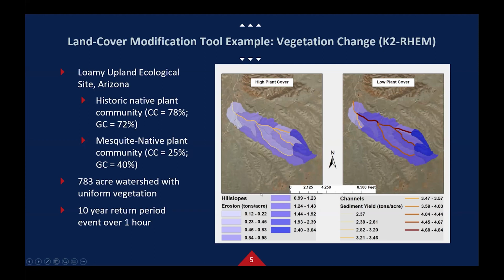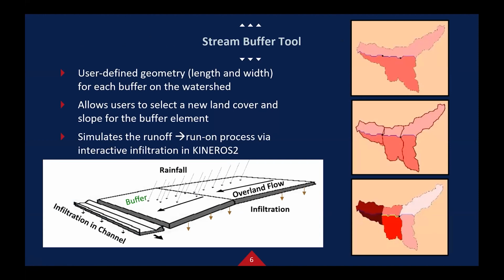So again, this is just an example where we went into a small subwatershed and changed the vegetation cover percentage. In this case, we went from a historic native plant cover to a mesquite native plant community, which had much lower canopy cover, 78% to 25%, and ground cover was 72% to 40%. Again, this is in KINEROS.